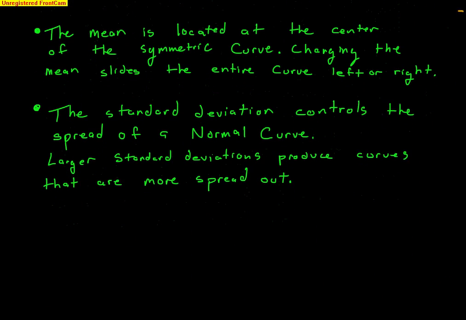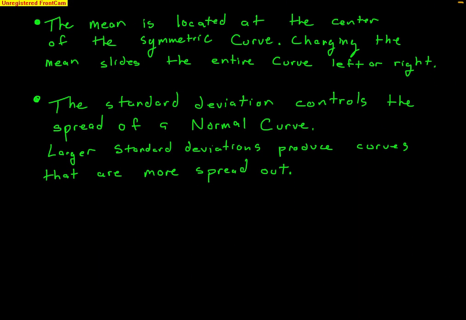And a couple more ideas here. Next, the mean is located at the center of the symmetric curve. Again, because the normal curve is symmetric, the mean is right smack dab in the middle. And if the mean is changed, then the entire curve is going to slide left or slide right. Obviously, as the mean changes, the whole curve will move with it. The standard deviation controls the spread of a normal curve. A larger standard deviation produces curves that are more spread out. A smaller standard deviation produces curves that are kind of more tight and compact.